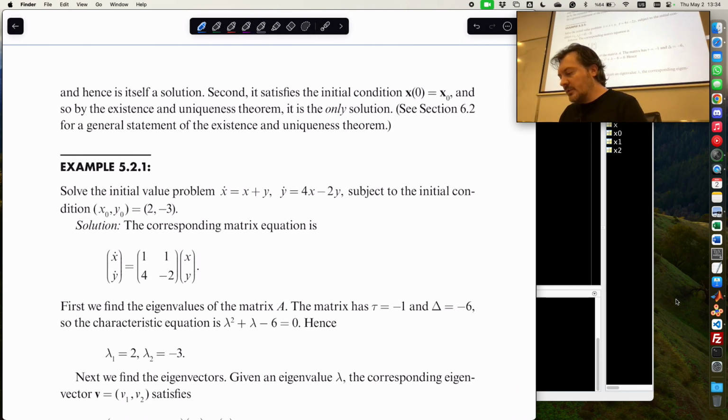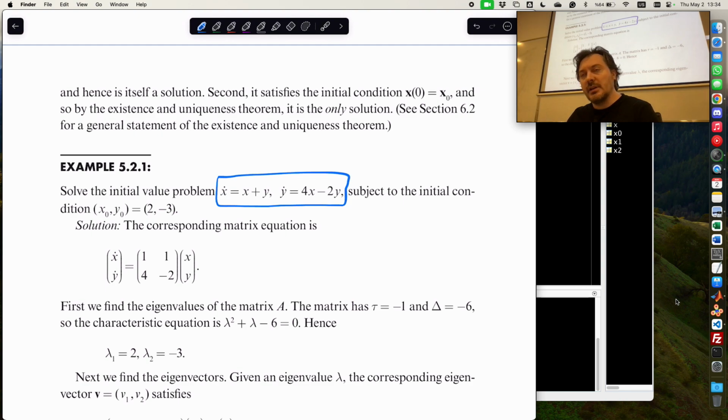So we are going to now attack this problem. Okay, let's say you are given this: x dot equals x plus y and y dot equals 4x minus 2y. Solve the initial value problem subject to the initial condition x(0), y(0) equals 2 and minus 3. Okay, so we need to diagonalize this matrix, right? How do we do that?